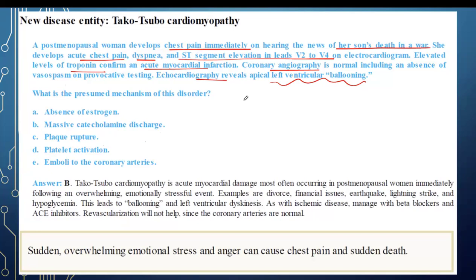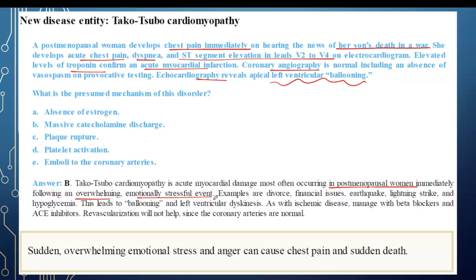Now you might think, why am I discussing this, it is very rare. Actually, it is not very rare. We have seen a lot of patients who get Takotsubo. So it's not very, very rare. It is not uncommon, especially in females. So Takotsubo is an acute myocardial damage, most often occurring in postmenopausal women, immediately following an overwhelming, emotionally stressful event.